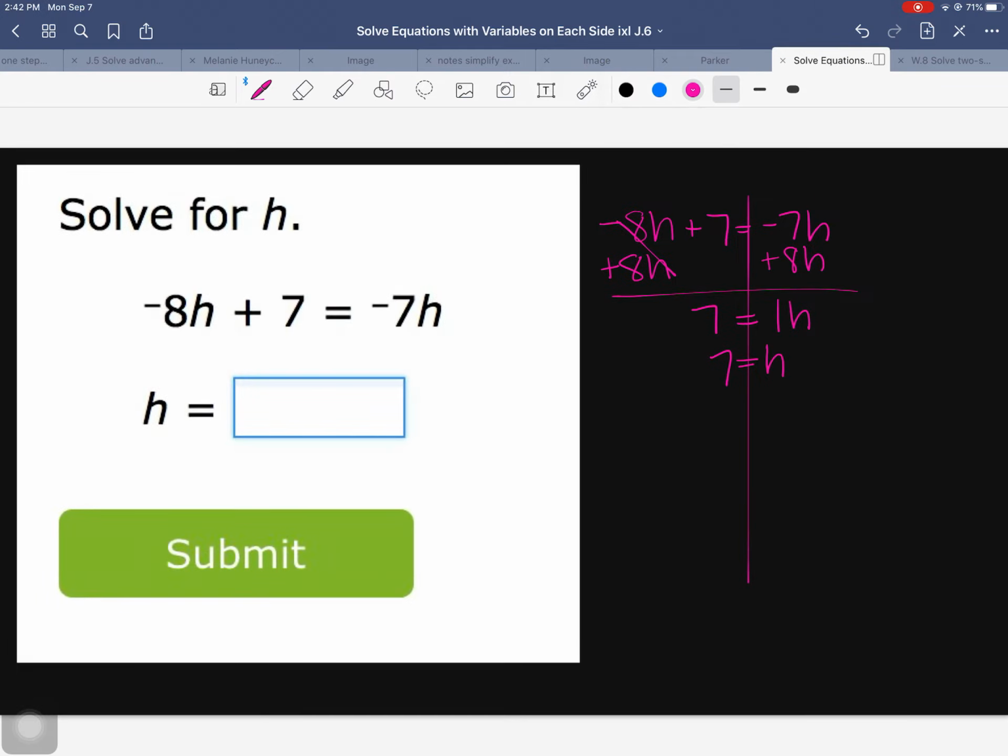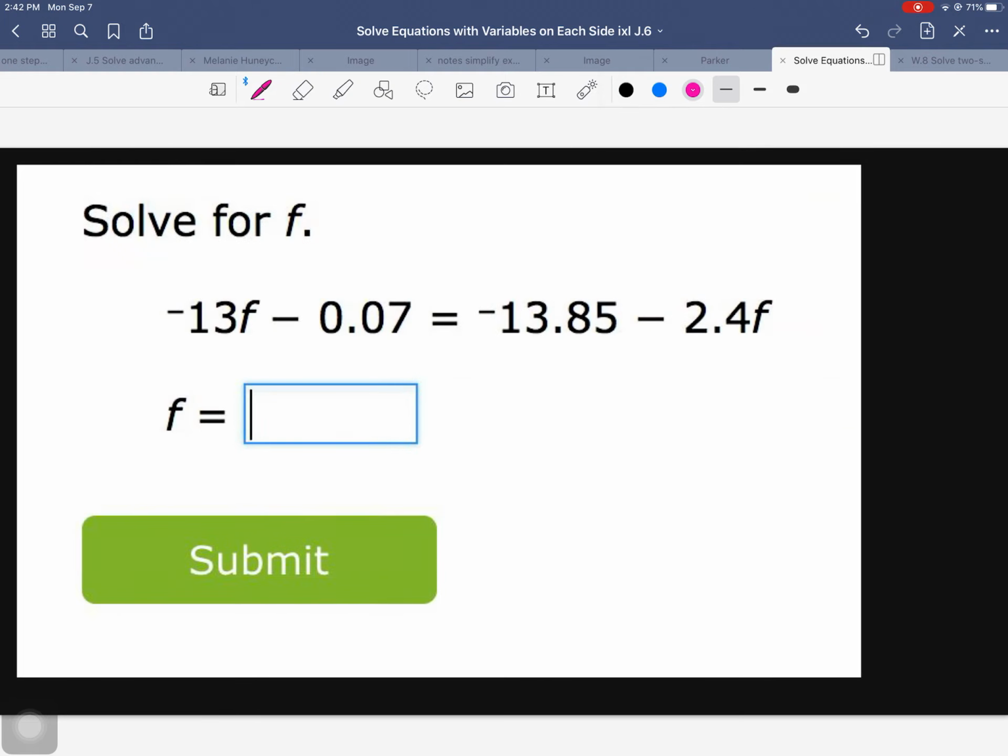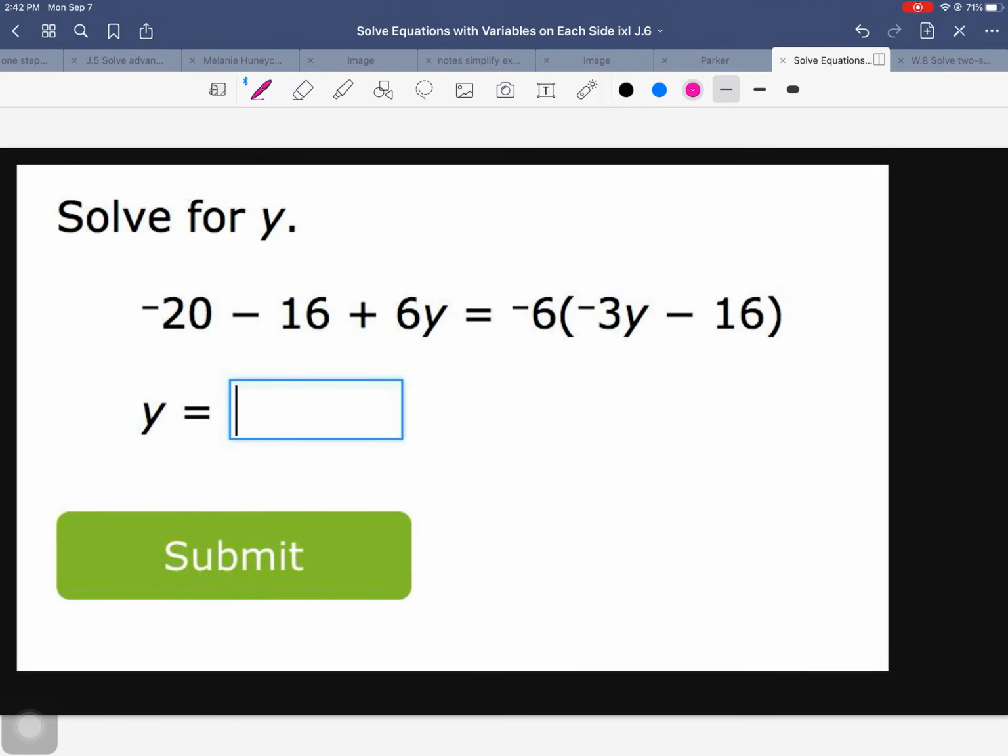Let me see if there's any more that we really need to see. Okay, I think we're good. If you have any specific questions on math problems, please send me a screenshot.